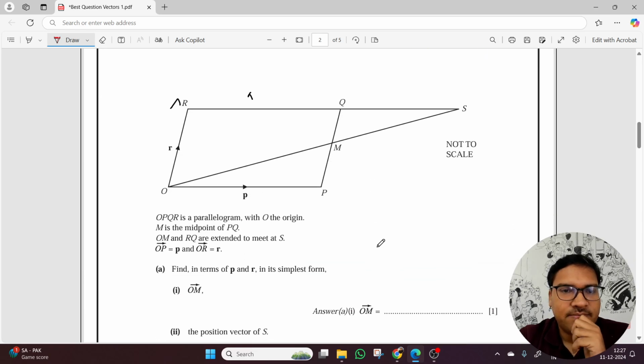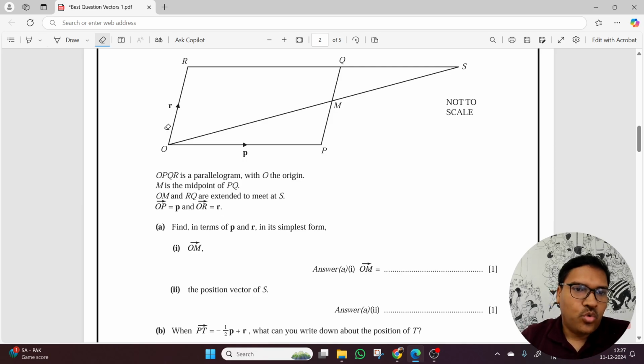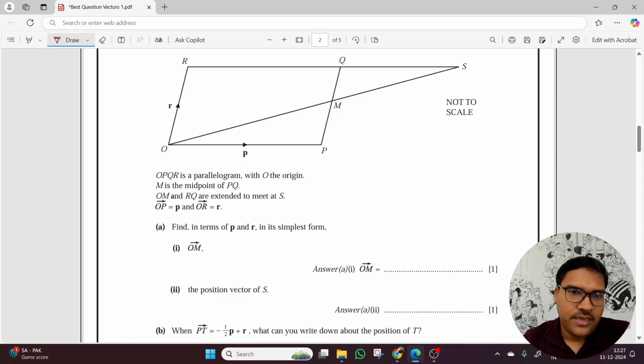Now let's take the next question. In this question, it is given that OPQR is a parallelogram. You can see O is origin, M is the midpoint of PQ. OM and RQ are extended to meet at S. OP vector is given as P. OR vector is given as R. Find OM. What is OM vector?